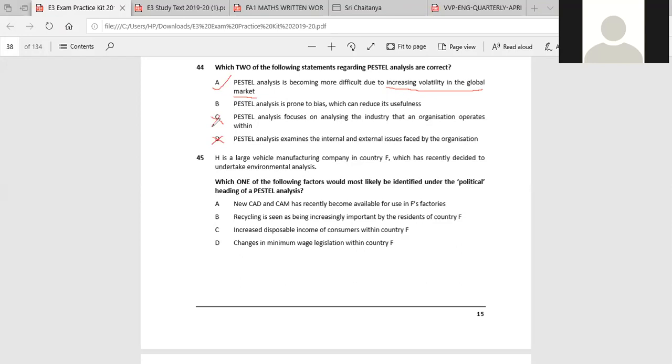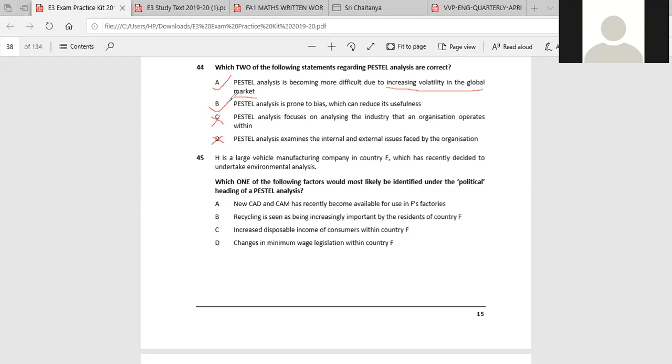So B, PESTLE analysis is prone to bias which can reduce its usefulness. As compared to the other options, this is more likely to be the answer, because when we are understanding these factors under these categories, there could be some bias. Since C and D are absolutely not applicable, we adopt B because it could be a possibility that there is a certain amount of bias included when the analysis is taken up.